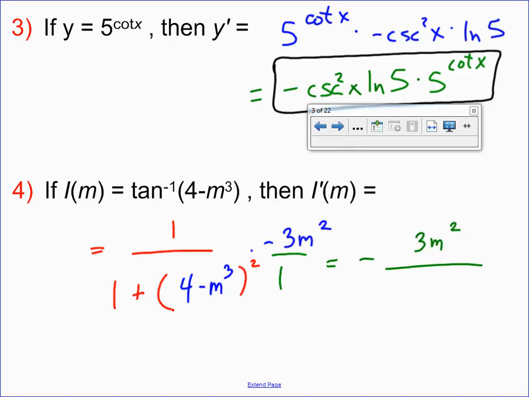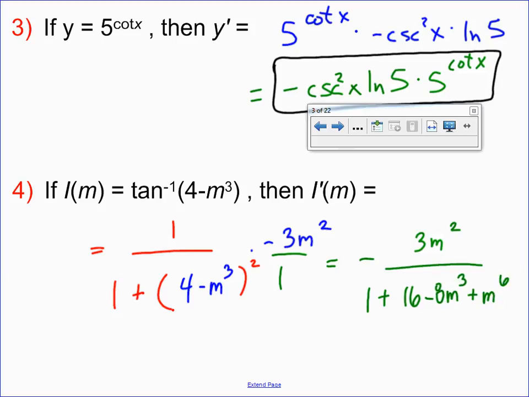Awesome. And did you guys leave that or did you expand it? You expanded it? You left it? That's pretty crazy. That is pretty crazy. I'm going to expand it, because I'm crazy, right, for one. And I rise to the challenge. I want a challenge. You know what I mean? So ready? 16 minus 8m cubed plus m to the 6th.